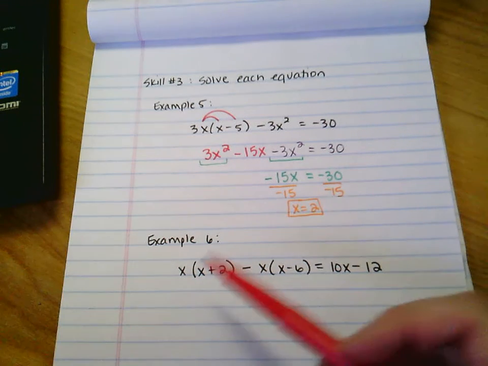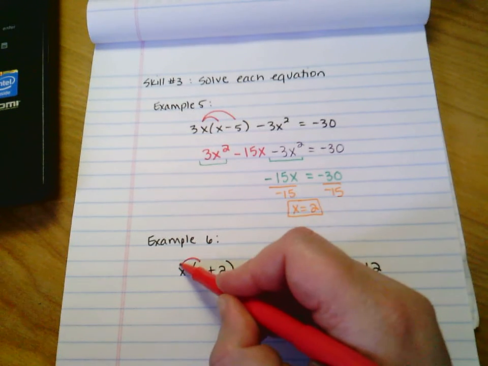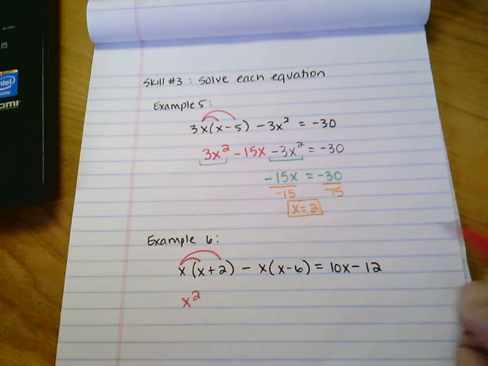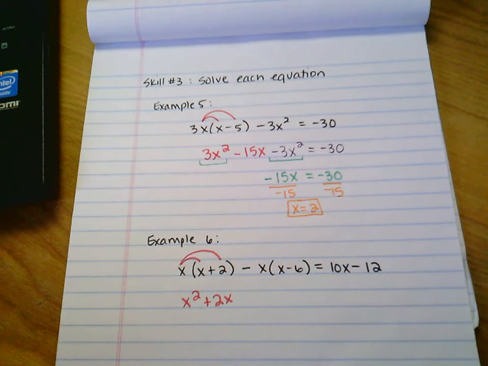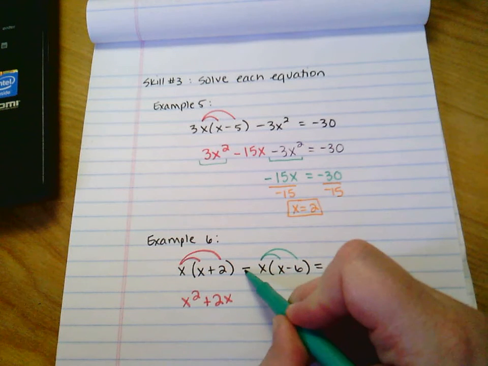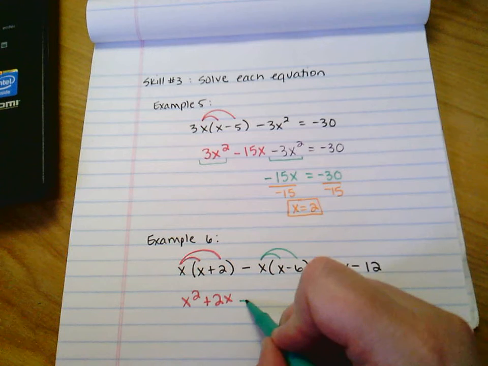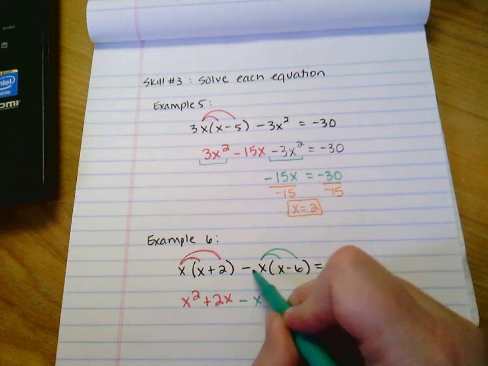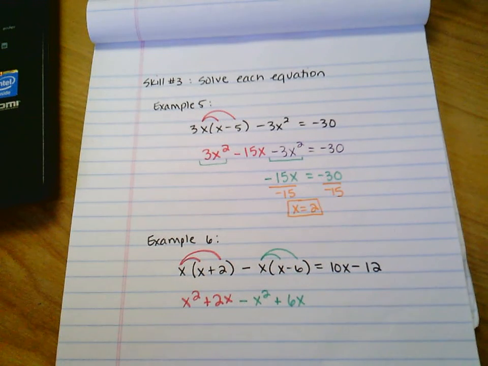For the second example, we've got 2 parts that we need to distribute. So first we'll do x times x plus 2. X times x is x squared. X times 2 is 2x. And now I'm going to jump over here. Be careful with your signs. I'm distributing a negative x, so think of this as negative 1x times 1x is negative 1x squared. Negative x times negative 6, negative times negative is positive 6x.